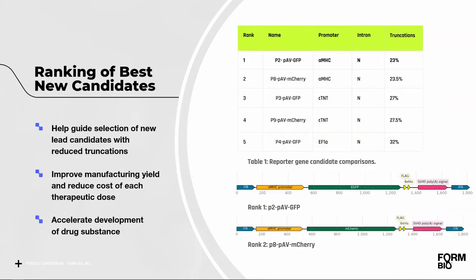So if you have, let's say, 20 or 30 or even more, a large number of constructs that you want to evaluate to identify the candidates that are expected to work best, we can run all of those constructs through our AI/ML model and then rank the best candidates that are expected to have the least truncation predictions, so that you know these are the candidates that are expected to package well, and that are expected to be safer with lower immunogenicity as well. And so this way, we're able to accelerate the development of drug substance.